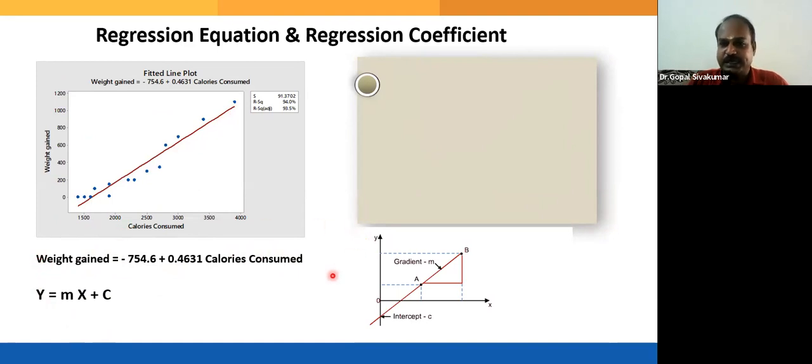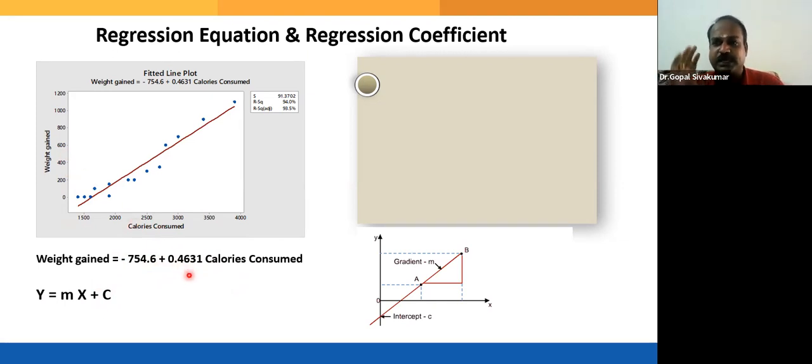I'm going to show how Minitab is generating it. See here, weight gain equal to minus 754 plus 0.4631 calories consumed. It is of the form y equal to mx plus c. Now, what is the value of m in the equation? What you are seeing? The value of m is 0.4631. This has got a meaning, I'll tell you. And the value of c is minus 754. Right? And when I see m equal to 0.46, it means when I increase the calorie consumption by 1 unit, the weight gain will increase by 0.46 unit.